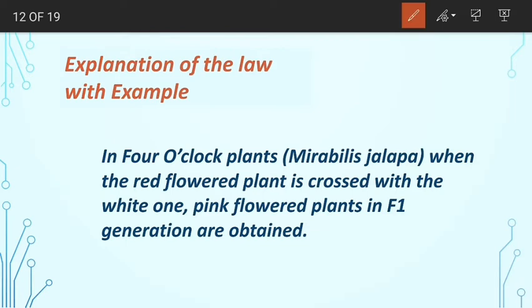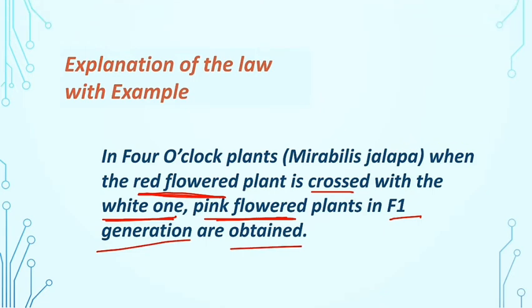The 4 o'clock plant is a very good example of incomplete dominance. If a red flower of the 4 o'clock plant is crossed with the white flower of the parent generation, then a pink flower is produced in the F1 generation. Now what is the phenomenon taking place?